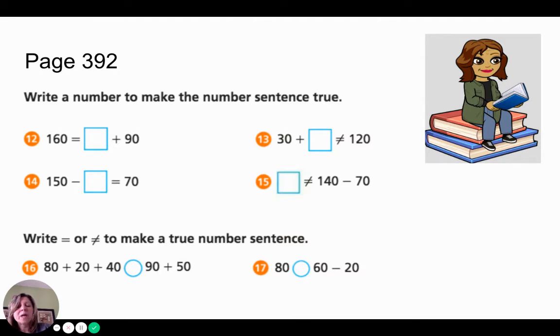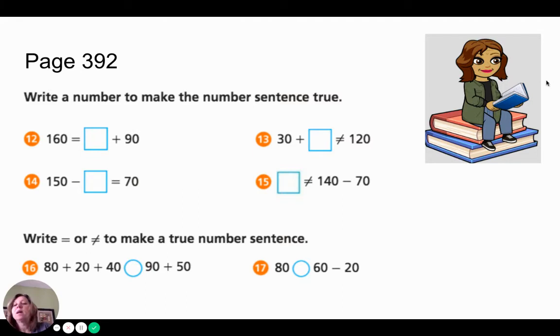Yes, they are. How about number 17? 80 is on one side and 60 minus 20 is on the other side. Be careful. Don't think that says 60 plus 20. It's 60 minus 20. Well, we know that 60 take away 20 is not going to be equal to 80. So use the do not equal sign.